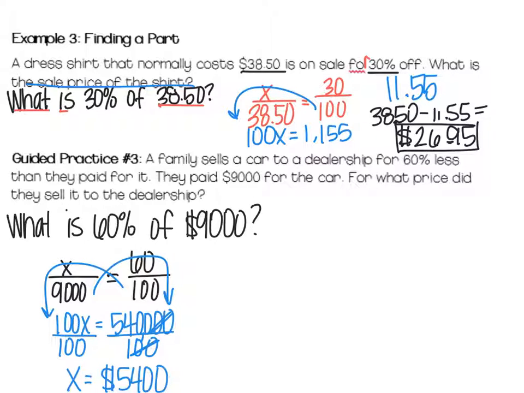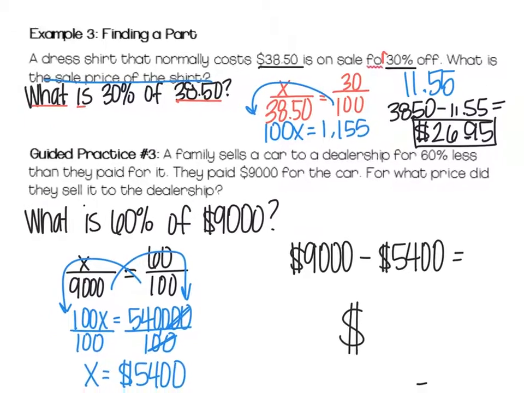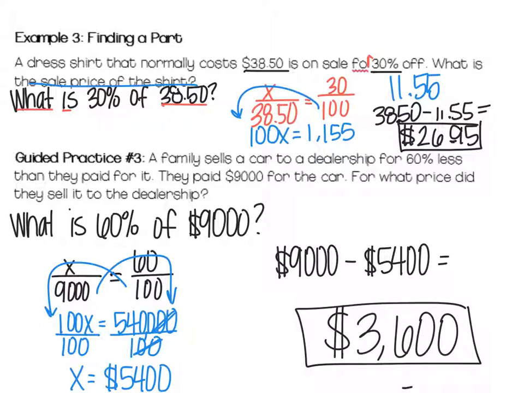60% less is $5,400 subtracted from it. So now you're going to take 9,000, you're going to subtract 5,400, and whatever you get is your final answer. And that is $3,600.